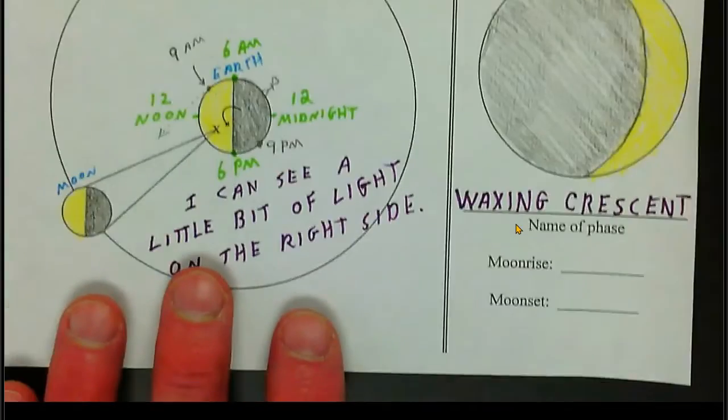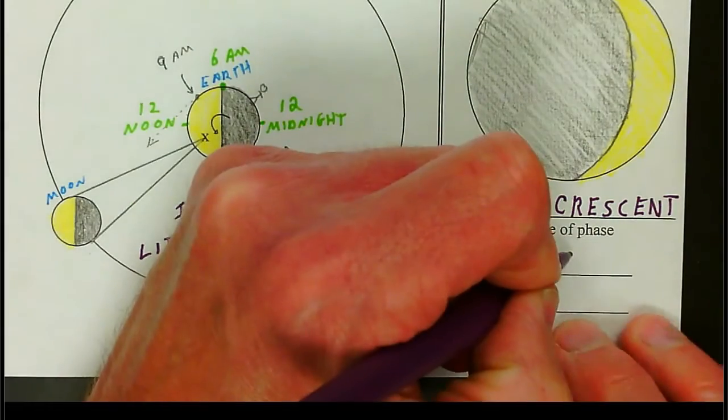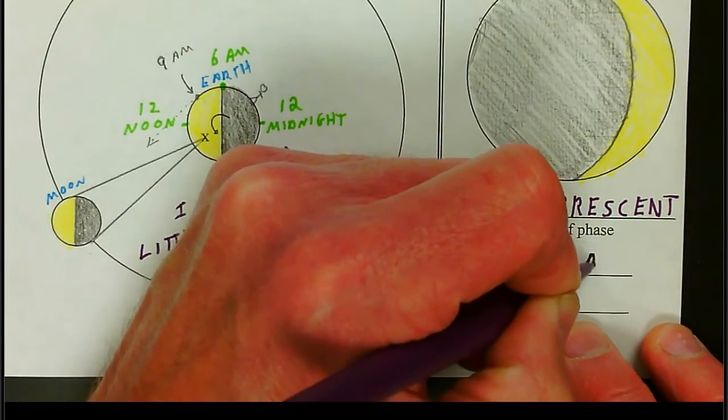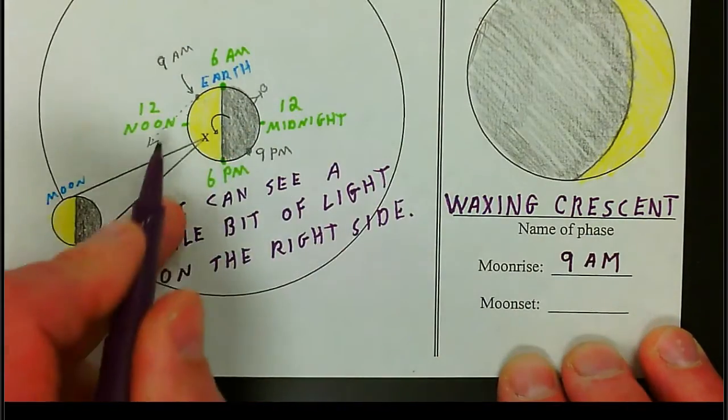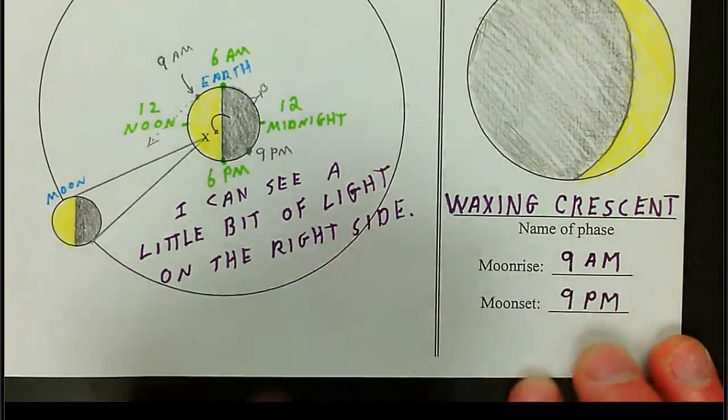So we have a moonrise at 9 a.m. and a moonset at 9 p.m.